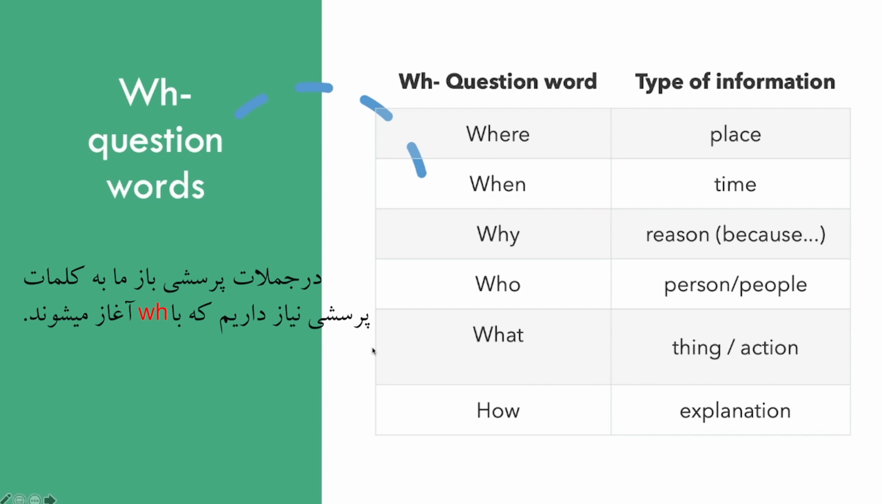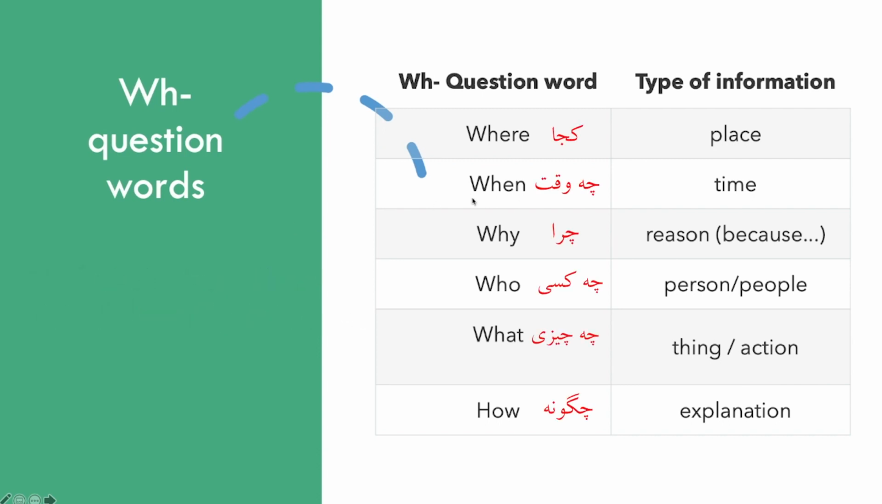For open questions, we need to use a WH question word. Some examples of WH question words are where, when, why, who, what, and how.